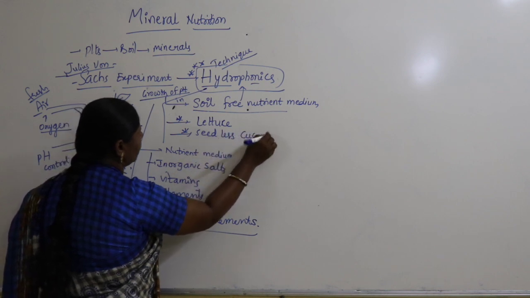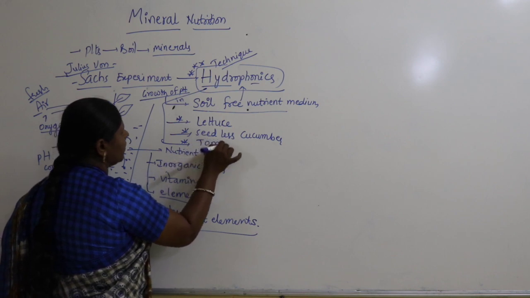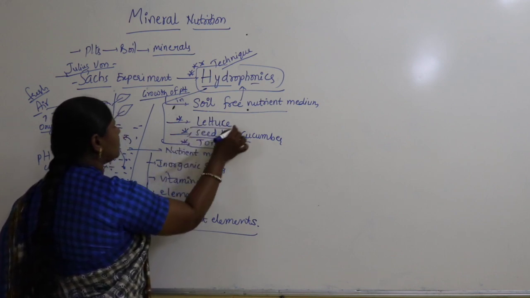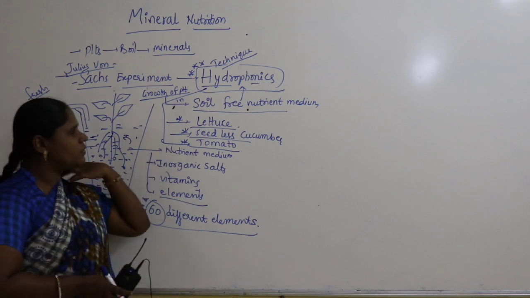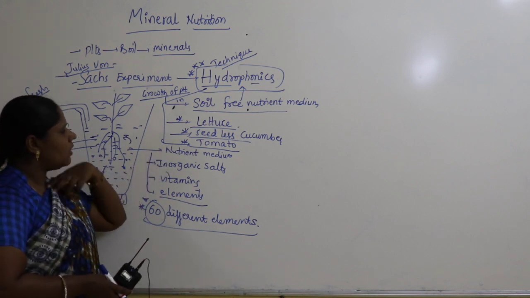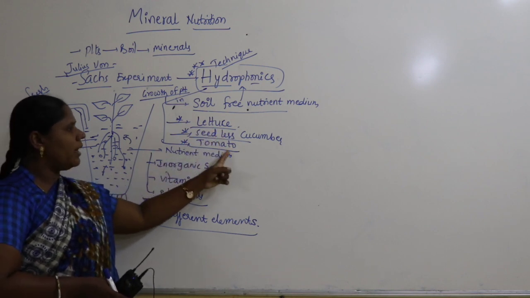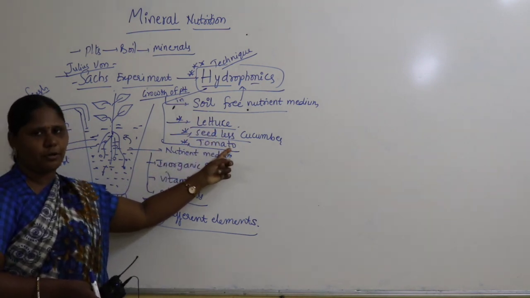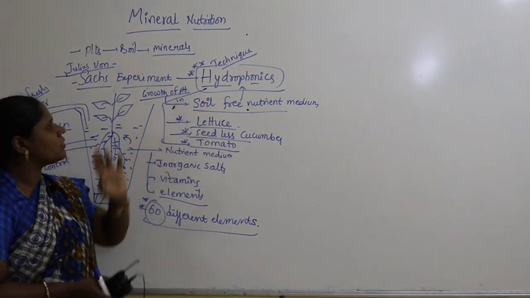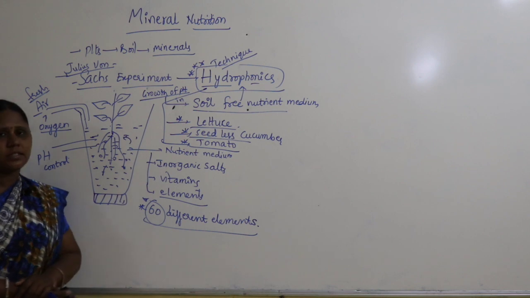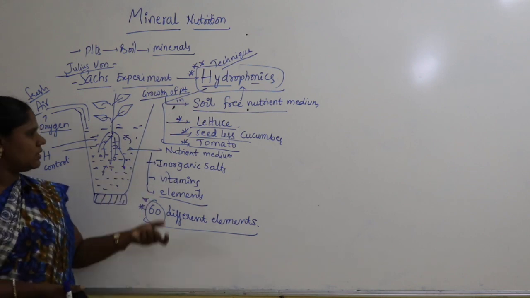Along with that, they were very much successful in the first step itself, even in employing the technique to tomato. Initially, in the very first step of the experiment, they were successful in producing lettuce free of soil, producing seedless cucumber, and even enhancing the formation of tomatoes without soil in the enriched nutrient medium. That itself is called as what? Hydroponics.